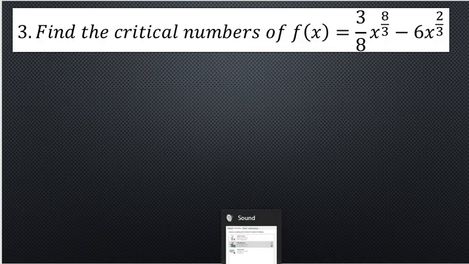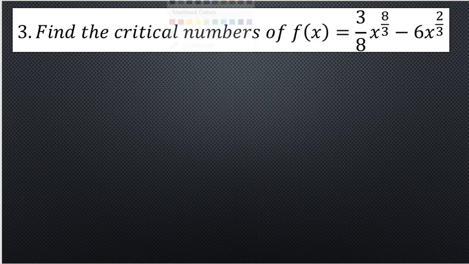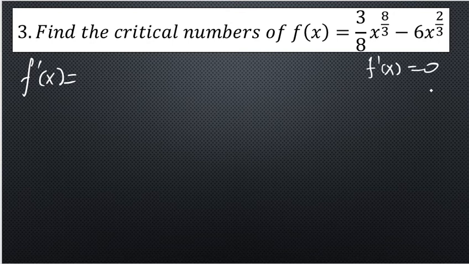When you go to the next question, it says find the critical numbers of the function. To find the critical numbers, we need to differentiate the function and then find the zeros of the derivative, and also the undefined points. The points where the derivative of the function becomes 0, and where the derivative doesn't exist, are the critical numbers. Don't forget that.